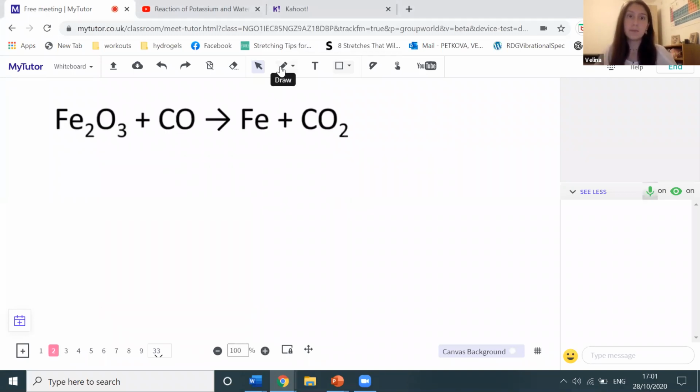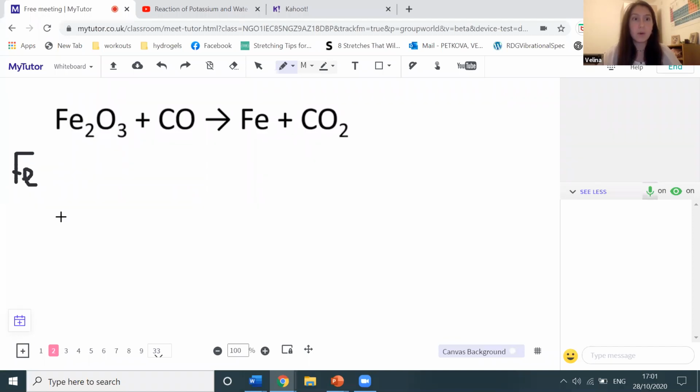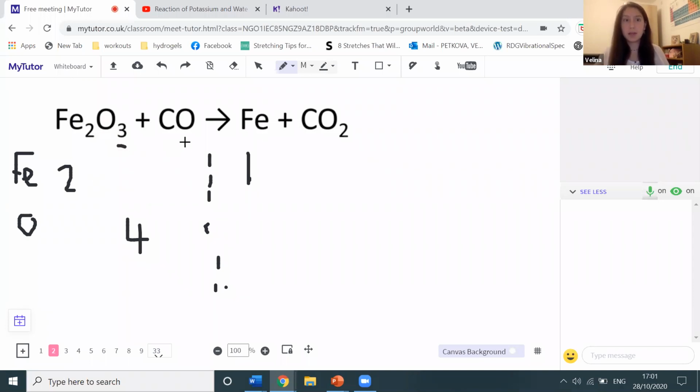Okay, so how are we going to balance this equation? Once again, let's start by counting up our different atoms. So iron, we have 2 irons on the left-hand side, only 1 on the right. And then how many oxygens do we have? We have 3 on the left, actually no, we have 4 on the left, because we have 3 and the extra one on there. So how many do we have on our right? We have 2 on the right.